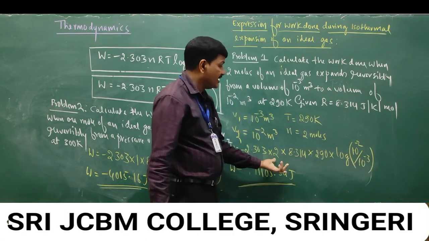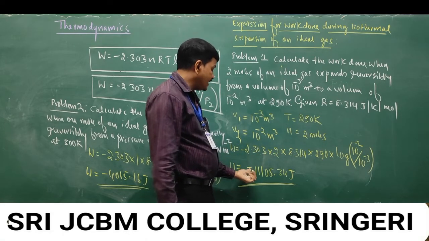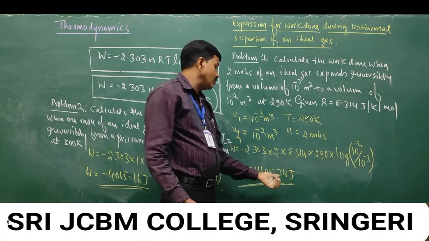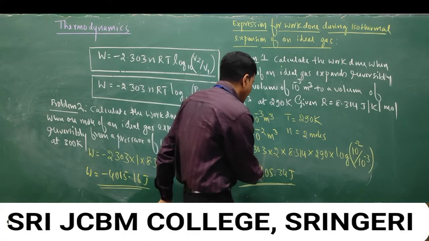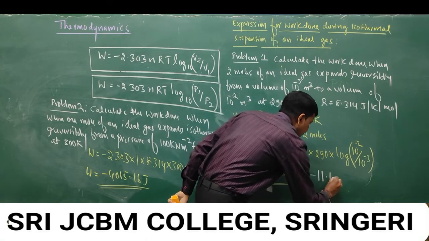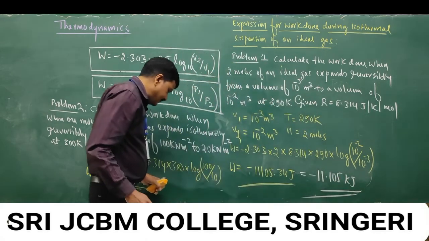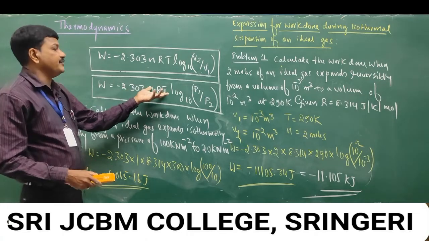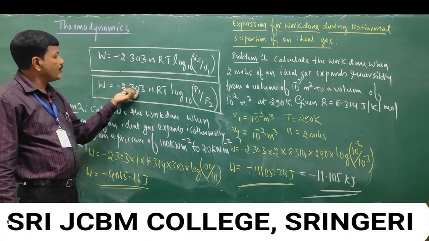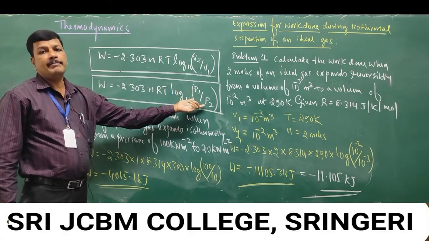On simplification you will get W is equal to minus 1105.34 joule, or in terms of kilojoule you can write minus 11.105 kilojoule. Then when the pressure is given, we can use this expression: W is equal to minus 2.303 nRT log to the base 10 P1 by P2.